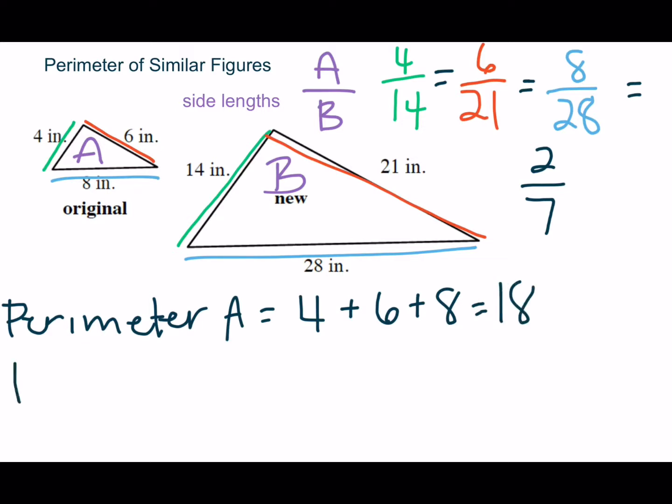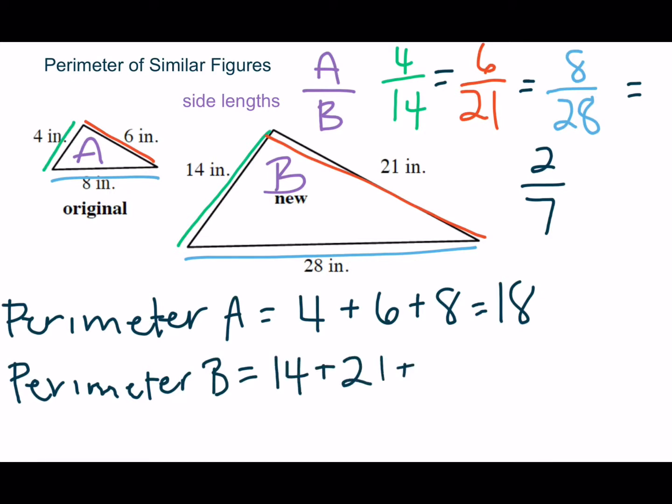And then the perimeter of triangle B is going to be 14 plus 21 plus 28, which is going to be 63. So now we want to compare the two perimeters, so let's just look at their ratios.